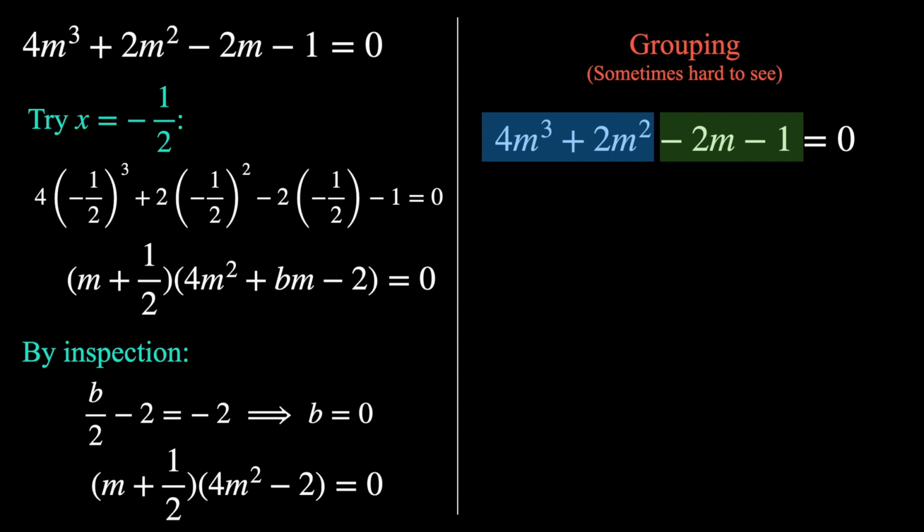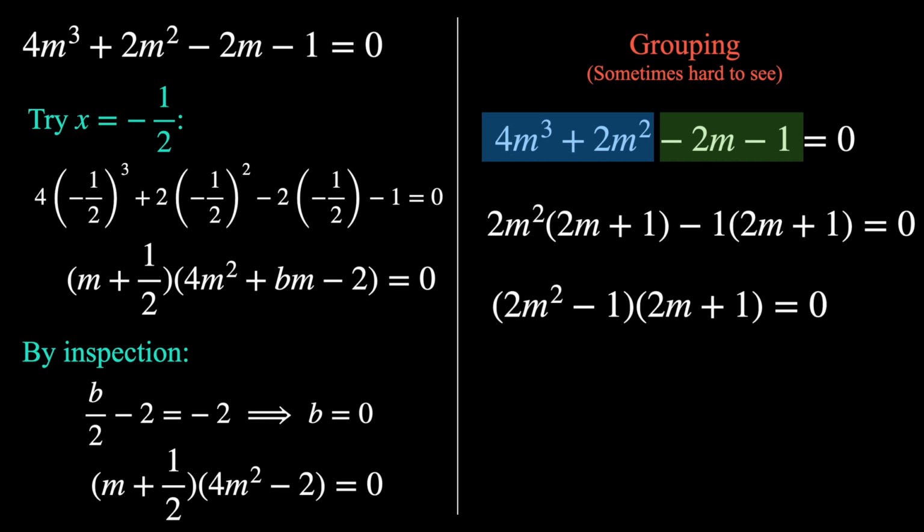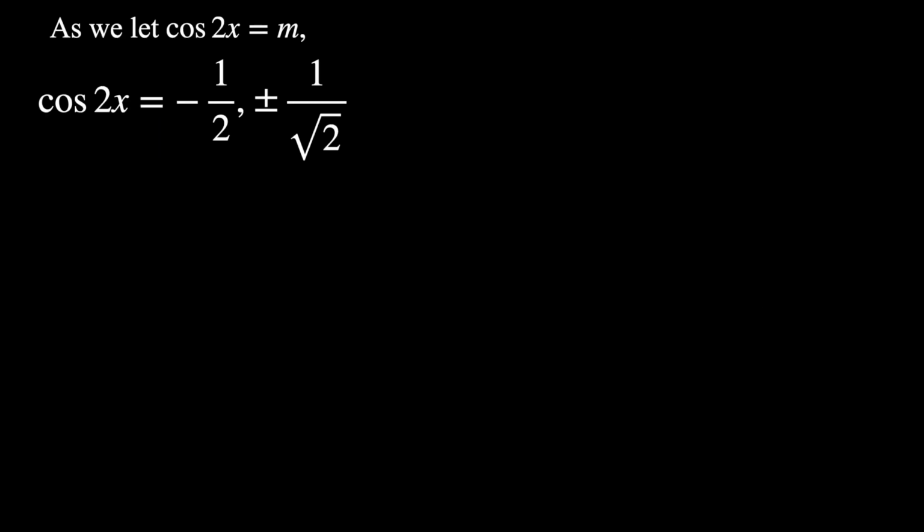And you might notice that if you factor out 2m squared from the first two terms and negative 1 from the second two terms, you get 2m plus 1 as a common factor. Again, this is just kind of something you have to see. It's not always so easy. So then this factors to 2m squared take 1 multiplied by 2m plus 1 equals 0. And you might notice it looks different to this factorization, but it gives you the same solutions. In both cases, you get the solutions for m of negative a half and plus or minus 1 on root 2. Okay, so as we let cosine of 2x equals m, then cosine of 2x equals negative a half and plus or minus 1 on root 2.